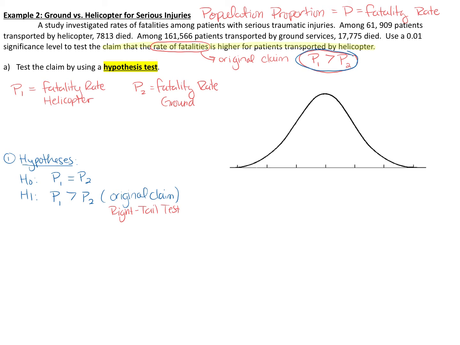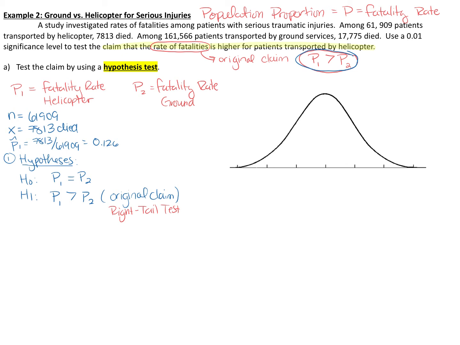So for that first group, let's see here, the sample size was 61,909 patients. And then out of those patients, 7,813 of them died. That gives me a fatality rate, which we're calling P hat sub 1, of 7813 divided by 61909. I'm going to write this as a decimal. So that is a fatality rate of 0.126.